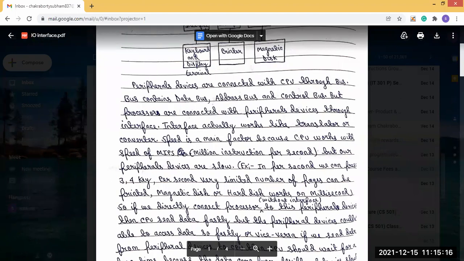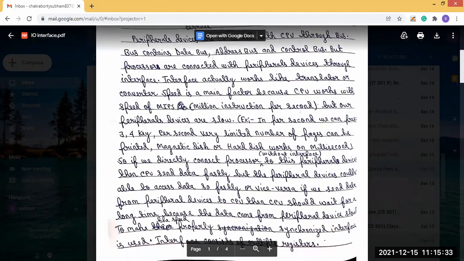But if the data is flowing from the CPU or the processor to the input output device, the CPU will send the data so fast that the input output device cannot handle it. So this will be the problem. To normalize this speed, a synchronizing interface is used. That means the interface acts for synchronization between the speed of the CPU or processor and the input output device or the peripherals.